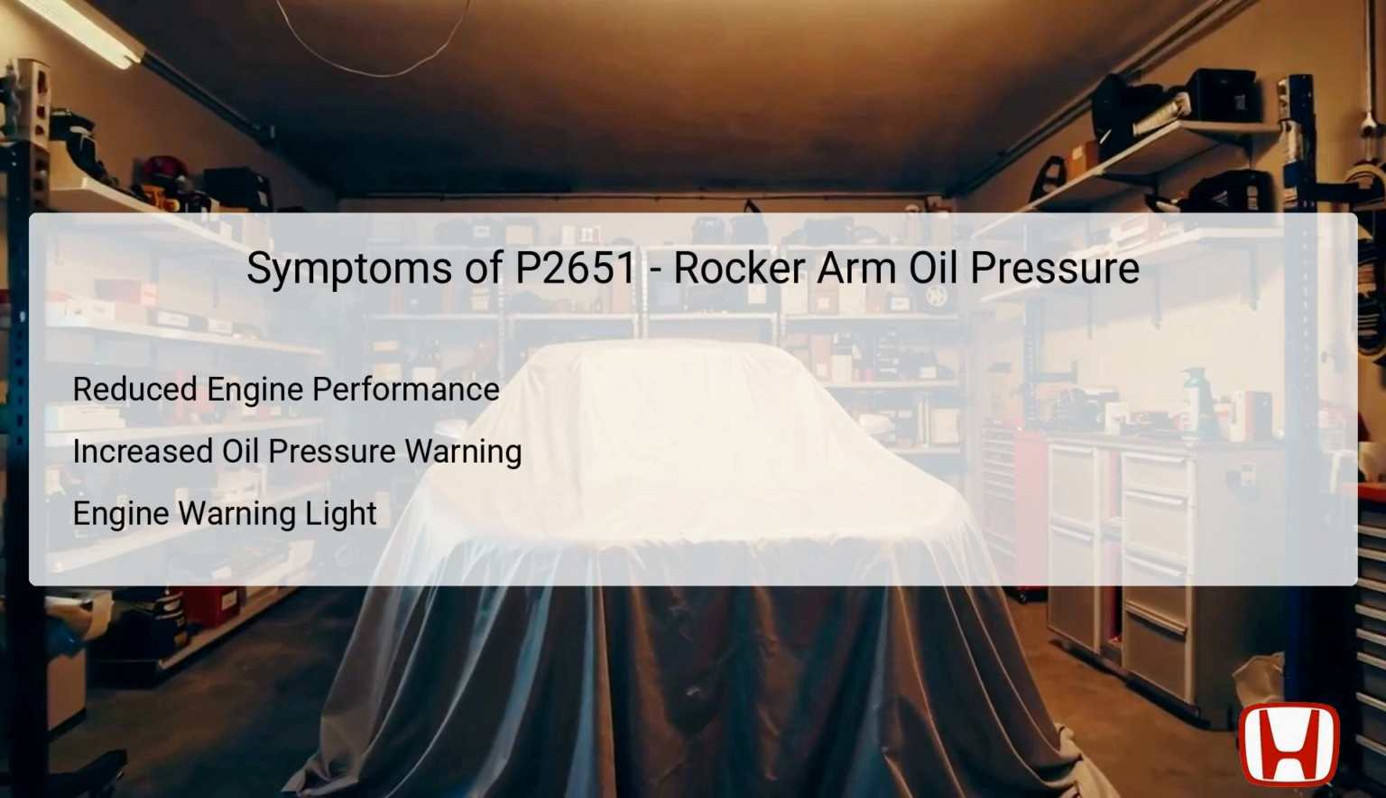Additionally, you may encounter an increased oil pressure warning on the dashboard, indicating potential engine lubrication issues. This warning signals that the oil system is not functioning as it should, which could lead to more significant engine problems if left unaddressed. Lastly, the engine warning light will likely be illuminated on the instrument panel, serving as a clear indication to the driver that immediate attention is required to troubleshoot the issue effectively.